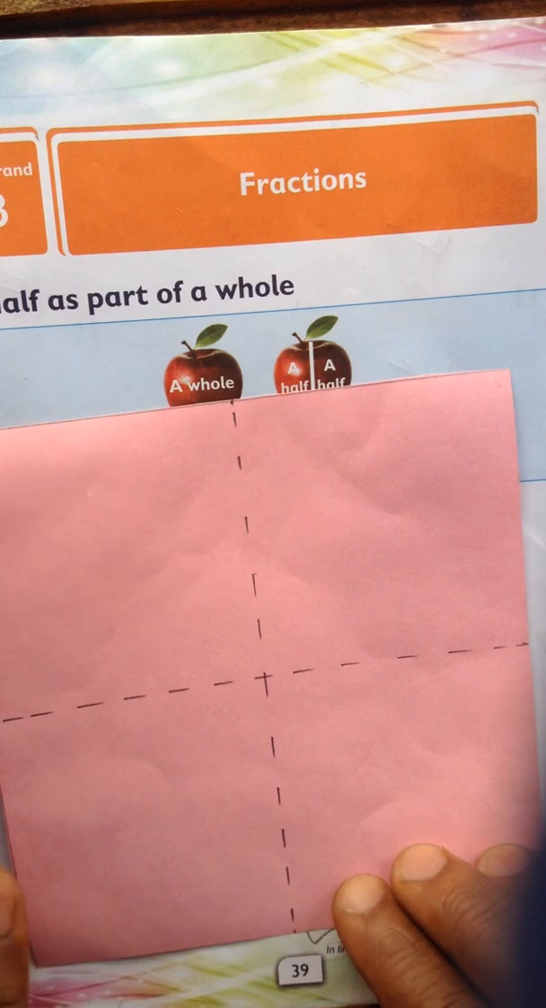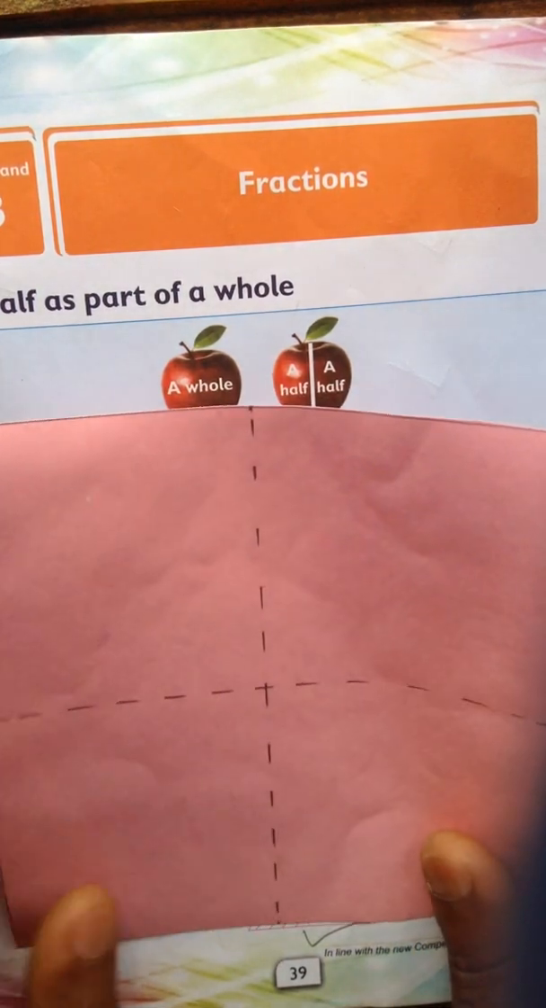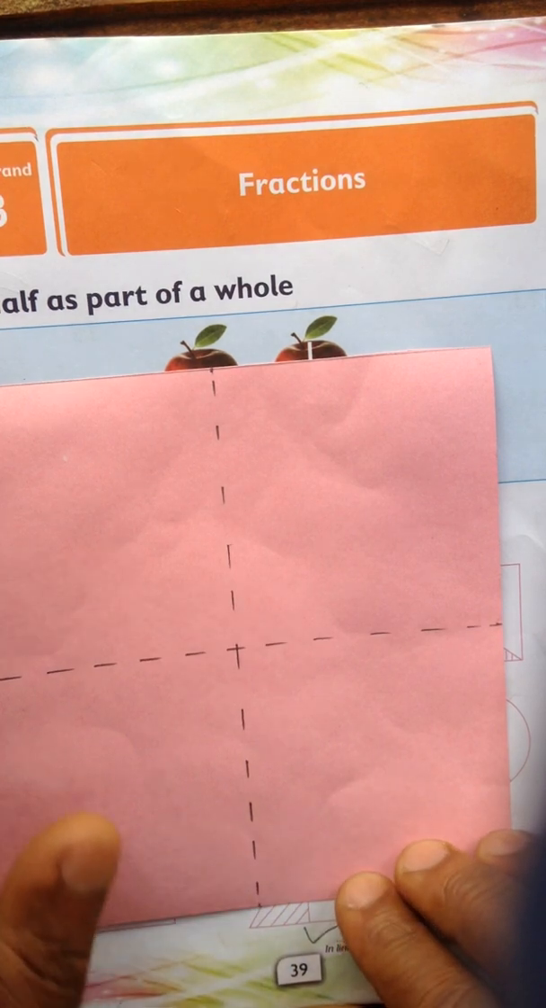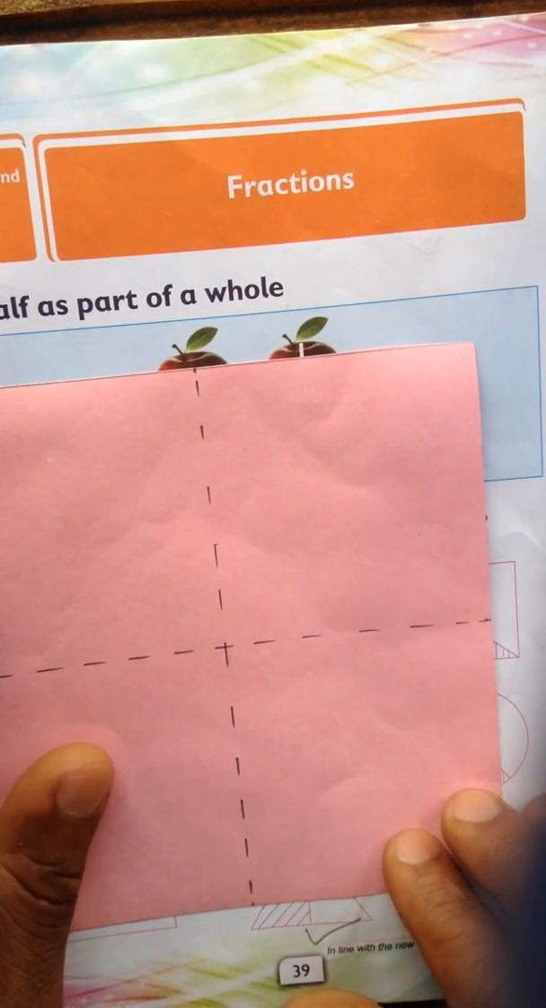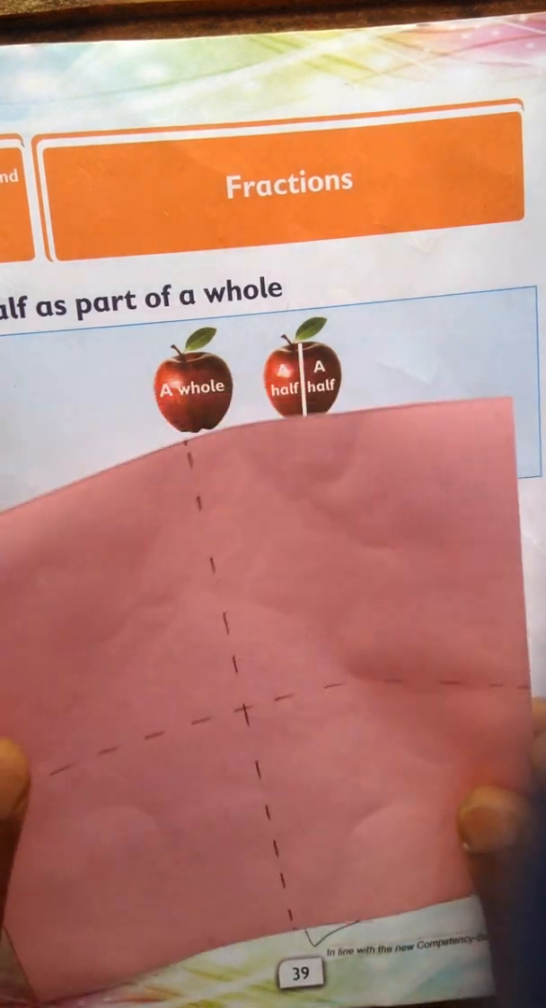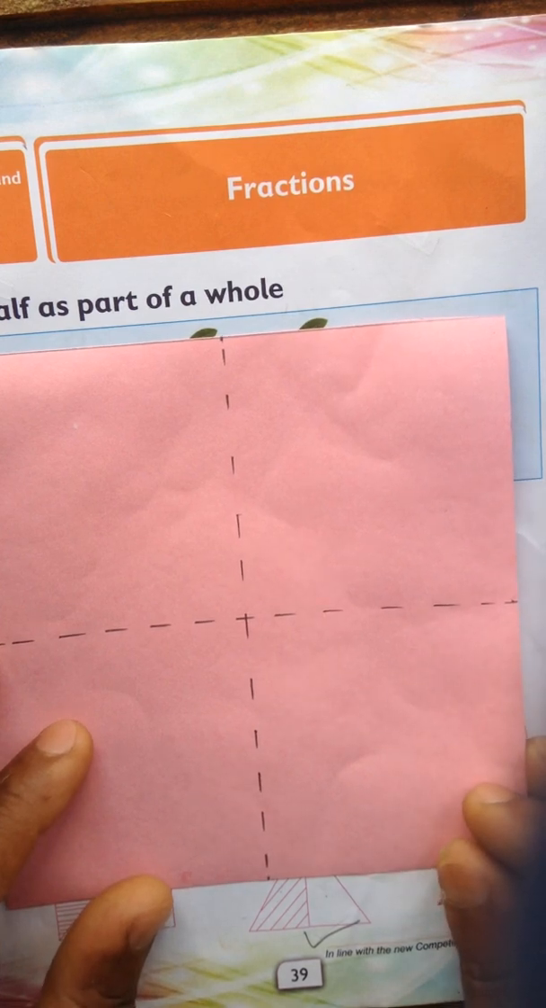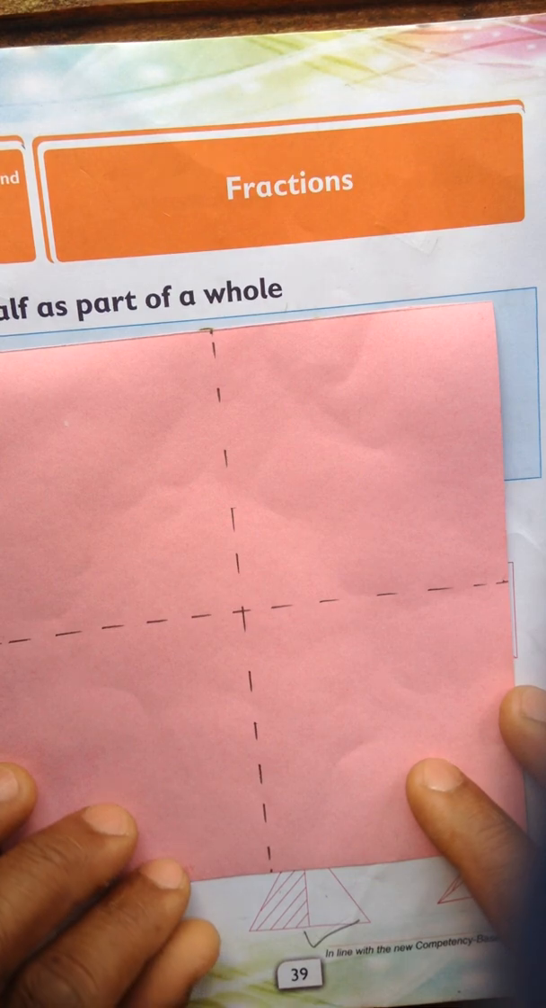Now, last time we did fractions and we talked about half. So today we are going to look at another fraction which is called a quarter. But before we go to that, I've prepared a square cutout with which we are going to demonstrate the half that we talked about last time, and also show what a quarter exactly is.